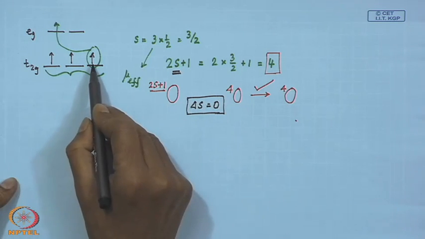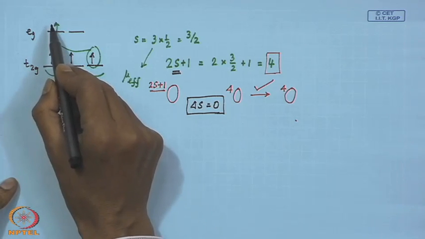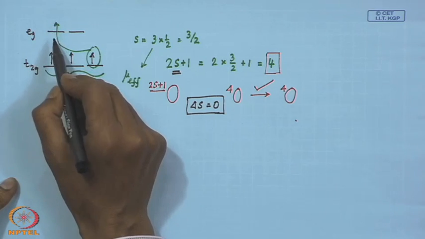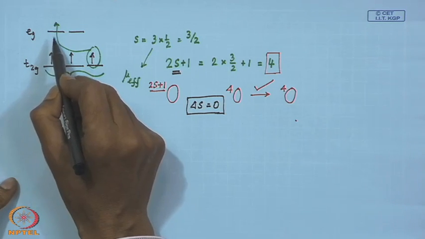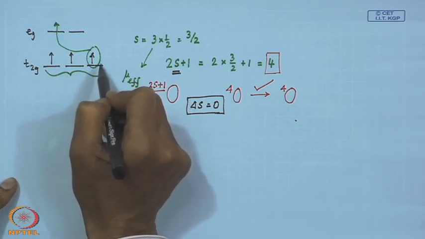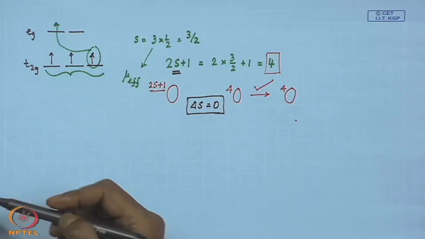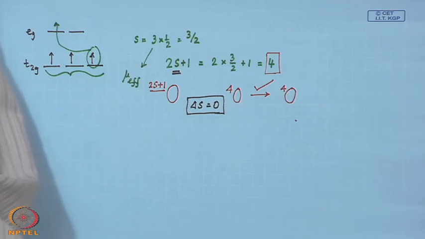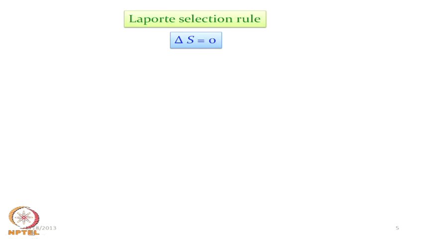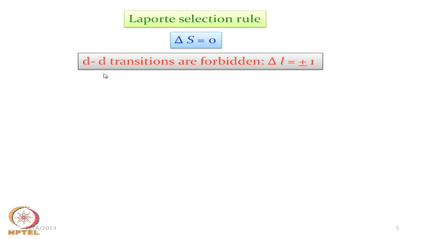So, we do not expect any change in the spin values. That means this up spin, when you move it to the upper level, should not become a down spin. If it is down spin, then it will reduce the total spin value as well as the spin multiplicity value. So, the first of the Laporte selection rules is therefore delta S equal to 0. And the second one is that d-d transitions are forbidden if delta L is equal to plus or minus 1.